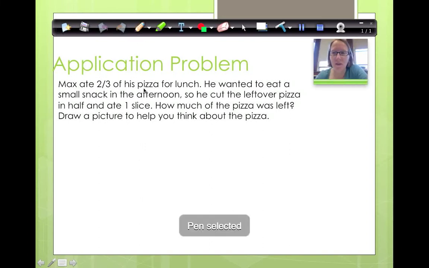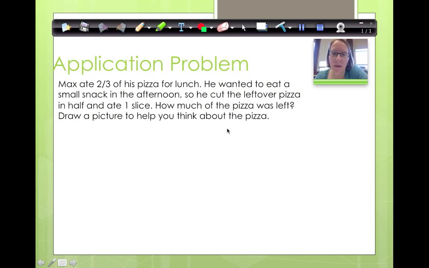Max ate two-thirds of his pizza for lunch. He wanted to eat a small snack in the afternoon, so he cut the leftover pizza in half and ate one slice. How much of the pizza was left? Draw a picture to help you think about the pizza. Oh dear. Pizza? That sounds like we need to be hungry, huh? Okay, well, it says we're supposed to think about pizza.